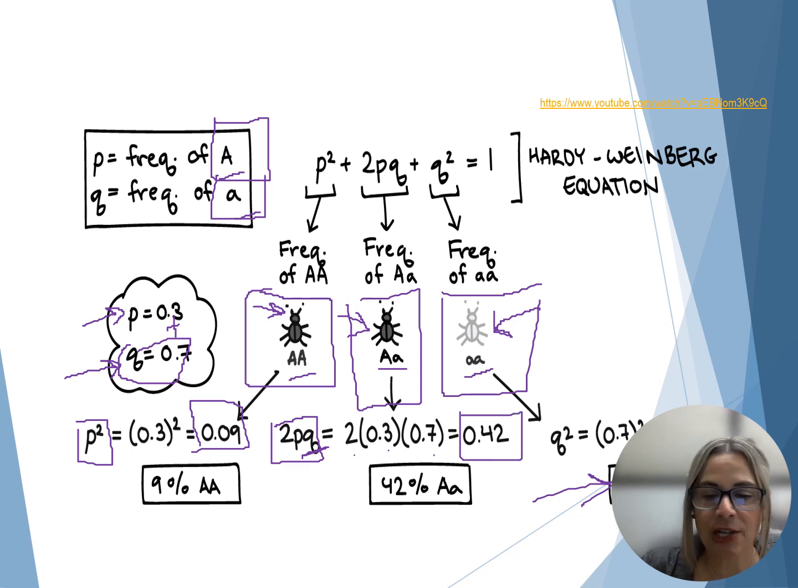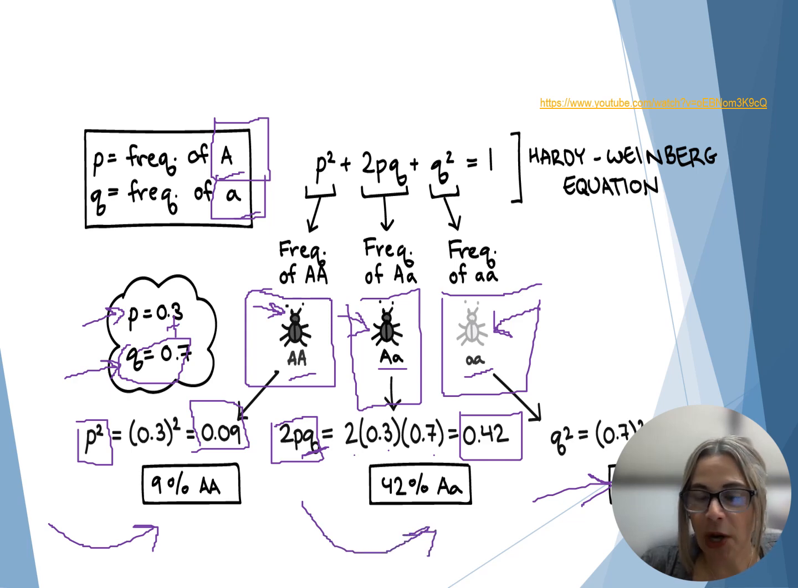Okay, so what does that actually mean in terms of our genotypic frequencies in the population? 9% of our population is homozygous dominant, 42% of our population is heterozygous, and 49% of our population is homozygous recessive. So that's one example of how the Hardy-Weinberg equation can be applied.